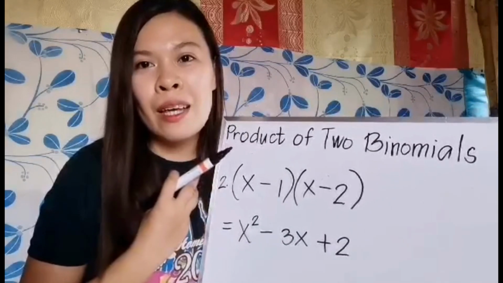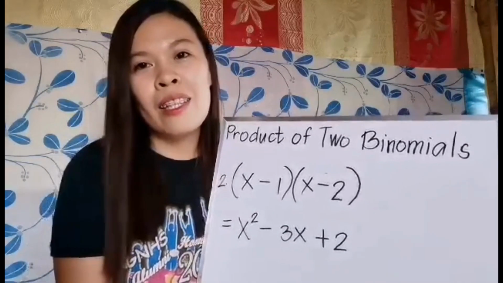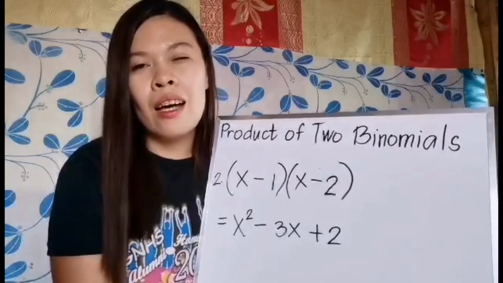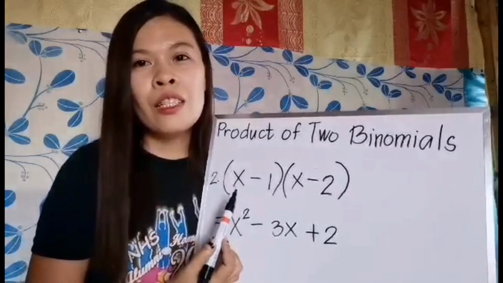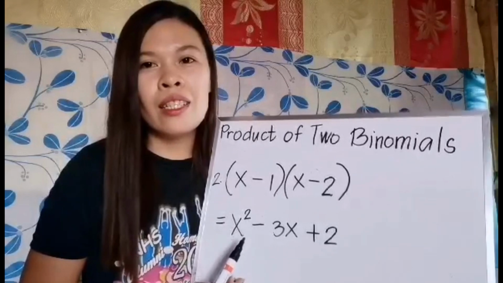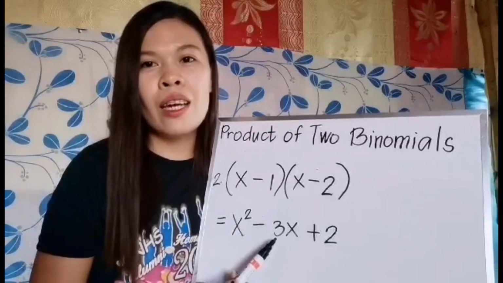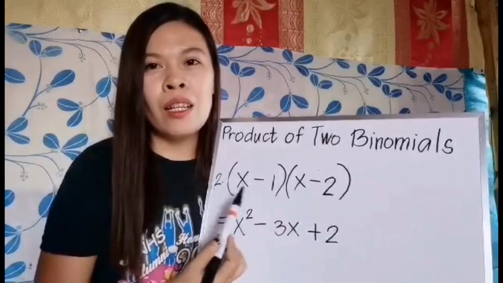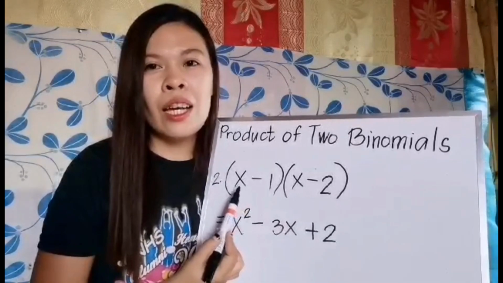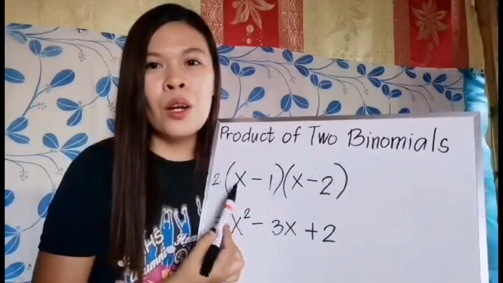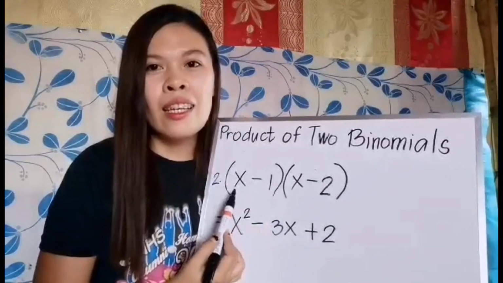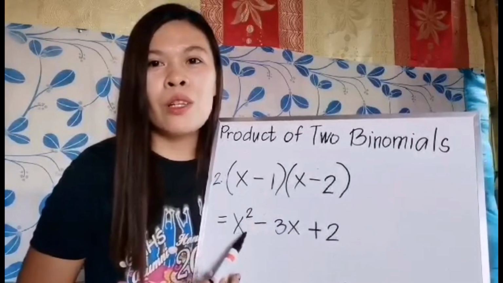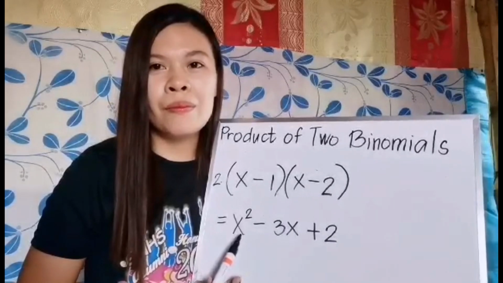That was my improvised step. Now I'm going to get it right away. So first, how I'm going to get the answer, I'm having x squared minus 3x plus 2. First, I will consider the first terms of the binomials. The first terms are x and x. Get the product of x and x. So x times x is equal to x squared.